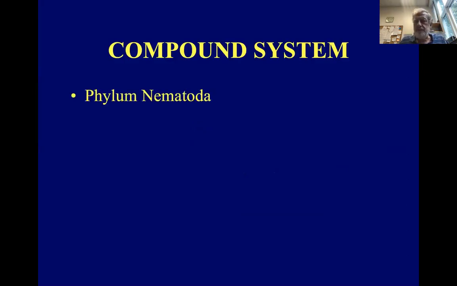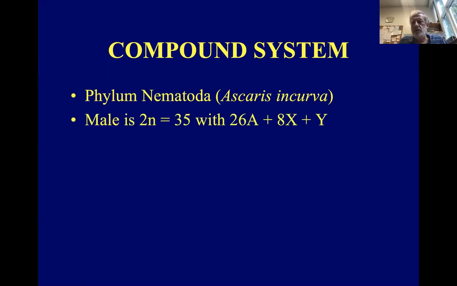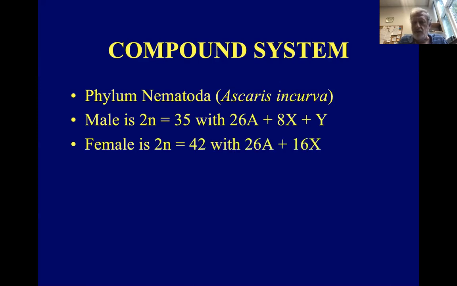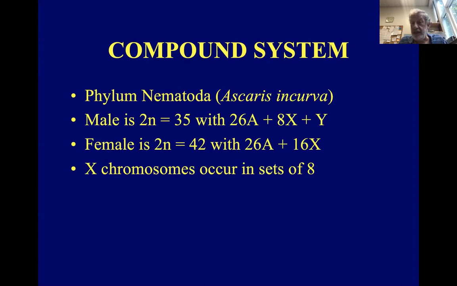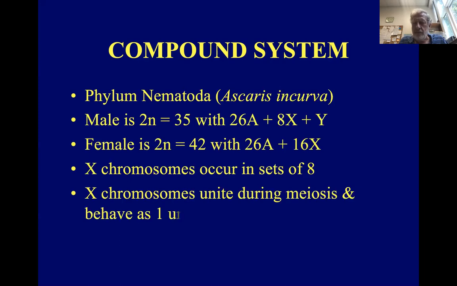In this compound system, one example is from a nematode worm called Ascaris incurva, where the male is 2n equals 35: 26 autosomes, 8 X chromosomes, and a Y. The female of the same species, though, is 2n equals 42, with the same 26 autosomes, but 16 X chromosomes. So in this species, X chromosomes occur in sets of 8, not 1, but 8. And they unite together during meiosis and behave as 1 unit, or 1 pair of large chromosomes.